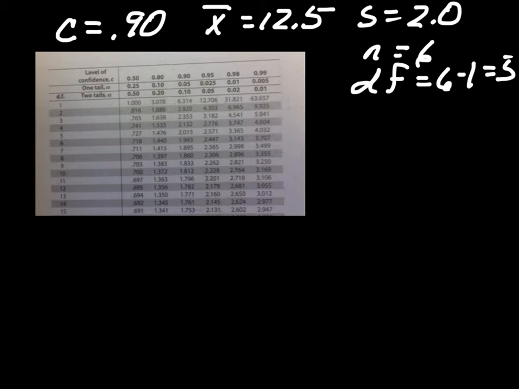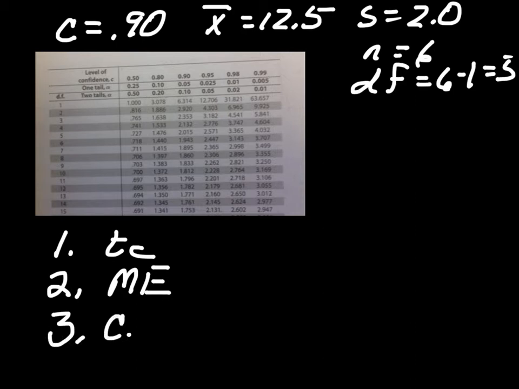To find a confidence interval, step 1 is always we need to find the critical value. Step 2, we need to find the margin of error. And step 3, then we can make the confidence interval. The critical value is pretty easy. We have a 90% confidence interval, and that takes us to this column right up here. And we have 5 degrees of freedom, which takes us to this row.